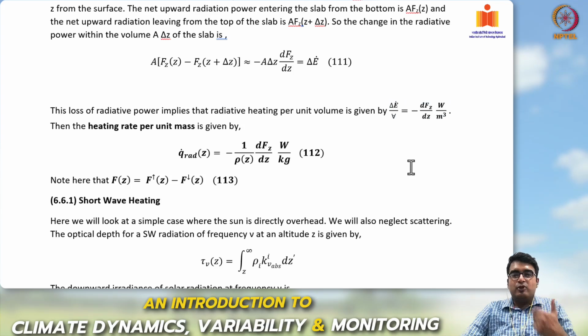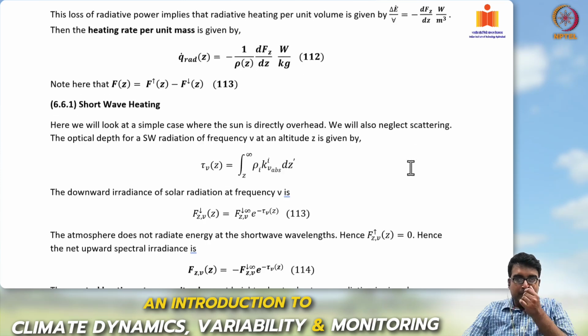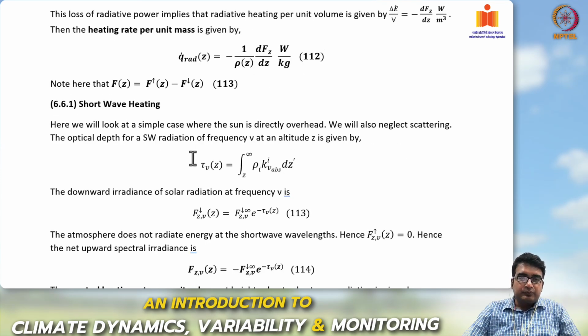So now let's try to find this expression for at least the short wave heating case. For short wave heating, the optical depth for the short wave radiation at a frequency nu and altitude z is given by this expression here. We have already derived this. It is the integral from Z to infinity of the partial density of the absorbing species, the mass based absorption coefficient of the absorbing species, and dz.